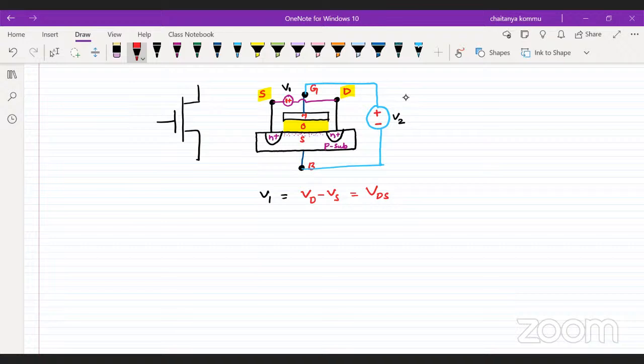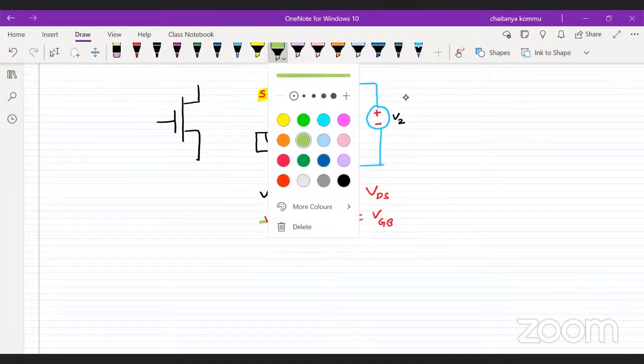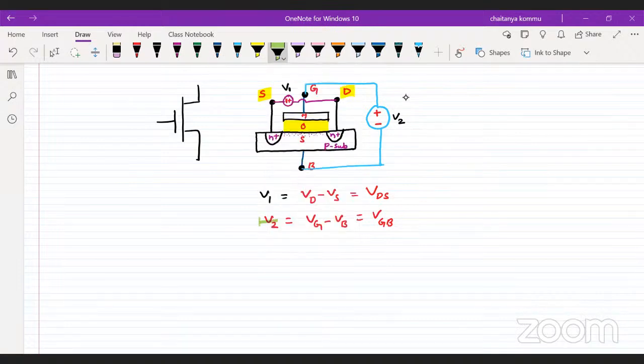Similarly, what about V2 here now? V2 is the potential difference between gate and bulk. So this is called VGB. Normally we can call it VGB. But actually there is a problem in this generation of V2. There is a problem with V2.